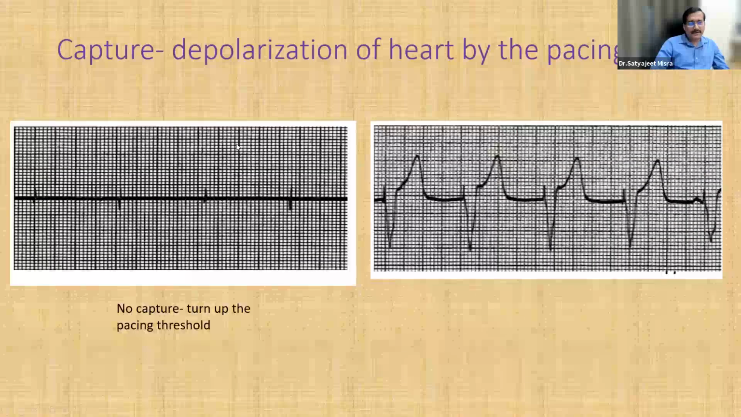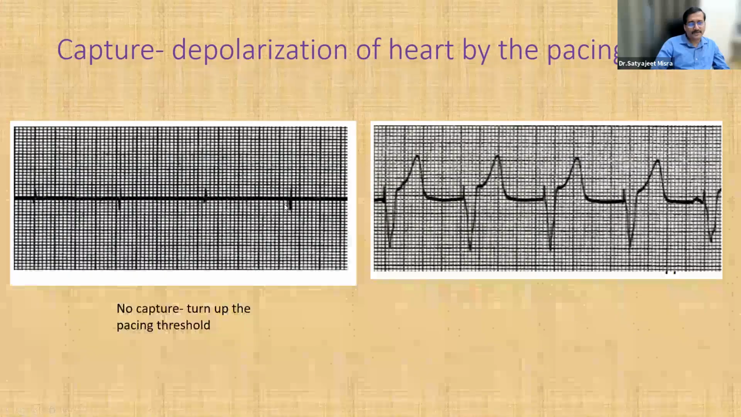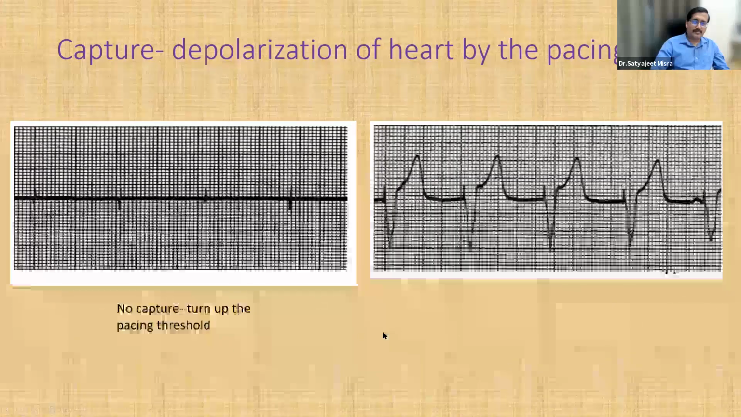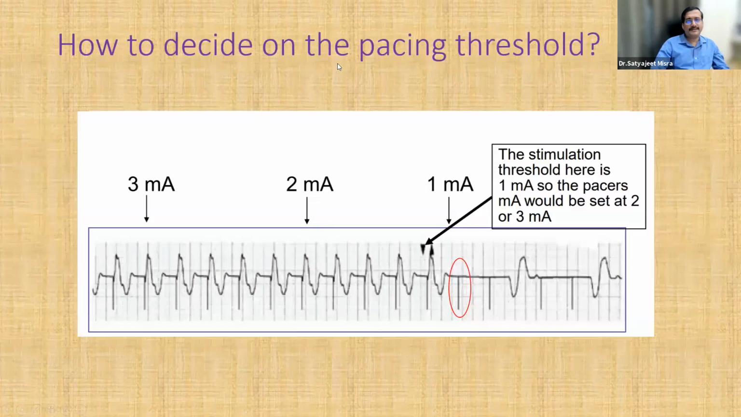Okay, so let's look at each of these things. So we discussed that capture means that the vertical pacing spikes should be able to generate either a P wave or a QRS complex. If it's not doing that, that means that the current is simply ineffective, and you need to step up the current to generate the QRS complex, which will give the cardiac output. So how do you decide on how much current is ideal?